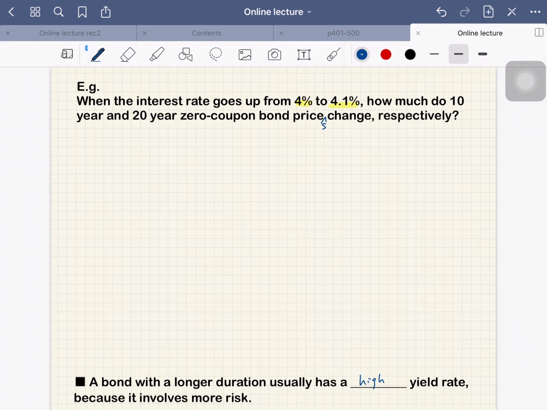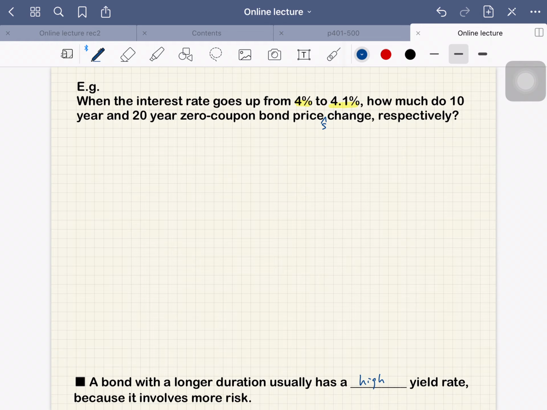Okay, so interest rate goes up from 4% to 4.1%. So interest rate goes up, so the price of the bond goes down, both 10-year and 20-year bonds. But we expect the 20-year bond goes down more because it involves 20 years of interest.